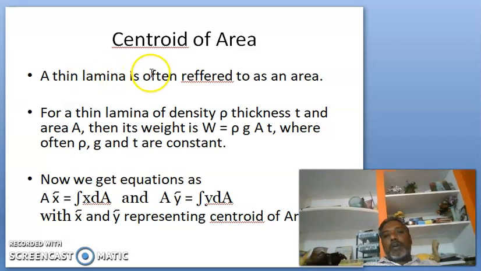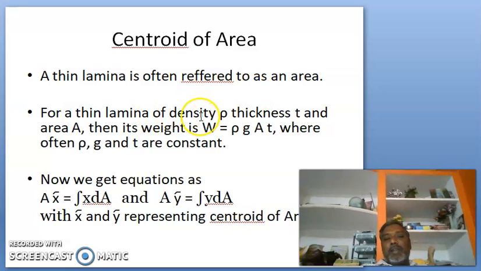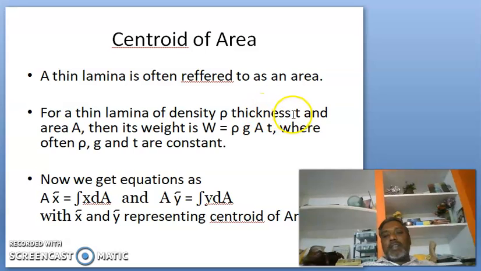Here we are going for the study of centroid of an area. A thin lamina is often referred to as an area. For a thin lamina with density rho, thickness T and area A, its weight is given by capital W equal to rho G A T, where often rho, G and T are constants. Normally the lamina are of constant thickness, and rho, the density, is the same for a particular material, and G is the acceleration due to gravity, which is a constant at a given place.